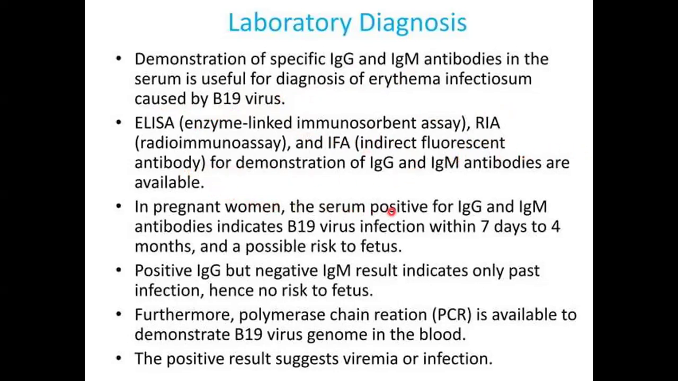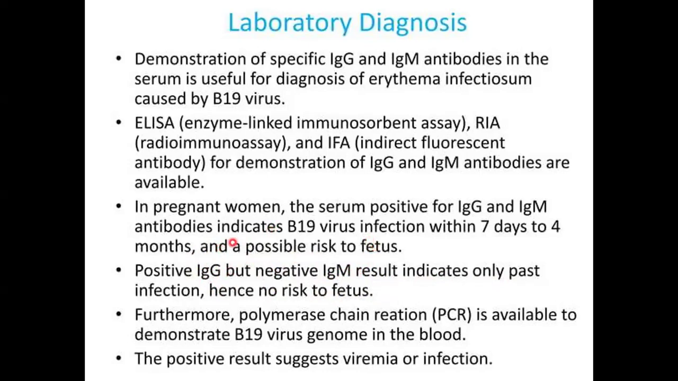In pregnant women, the serum positive for IgG and IgM antibodies indicate B19 infection within 7 days to 4 months, and a possible risk to the fetus. Positive IgG but negative IgM results indicates only past infection, hence no risk to the fetus. So you'll do this in immunology, where we know IgG is for chronic infections. Then IgM is a marker for acute or an active infection.